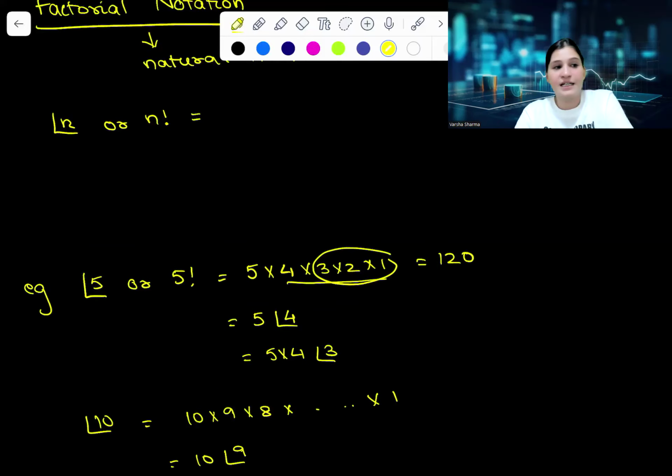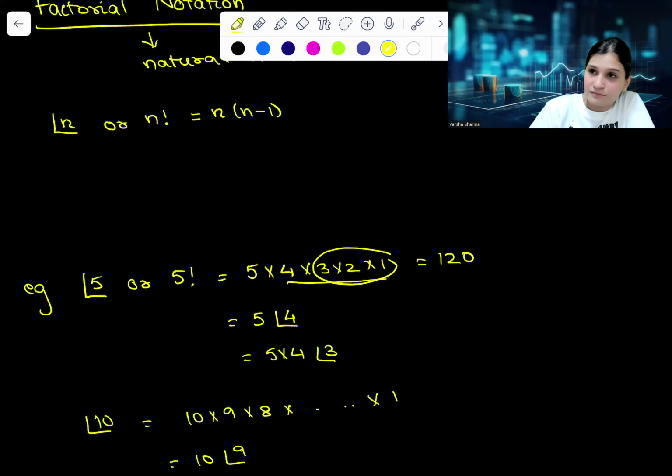So n factorial. Can you tell me what will be the answer? Open n factorial. The first will be n itself. If I'm opening factorial 10, the first number that I get is 10. Then I keep on reducing by 1 till I get 1. So first number is n. The next number will be n minus 1. The next will be n minus 2, then n minus 3, and so on till 1, ending with 2 into 1.